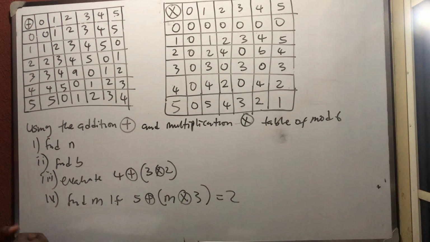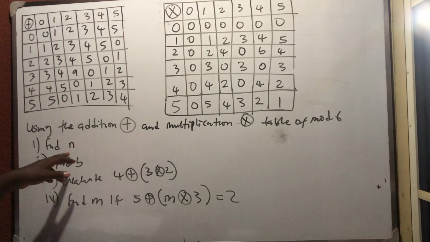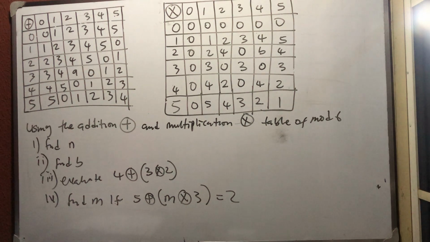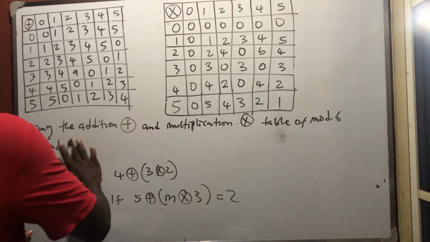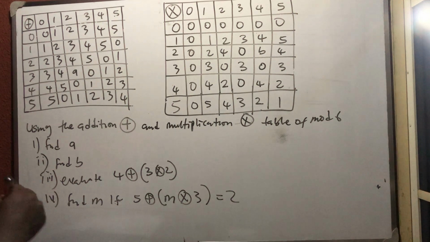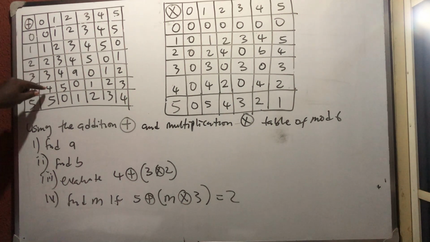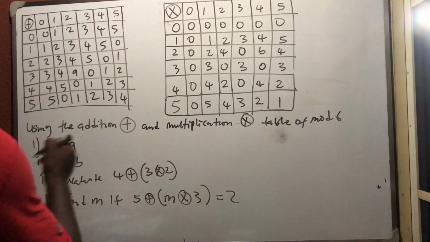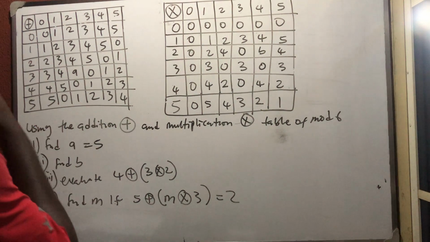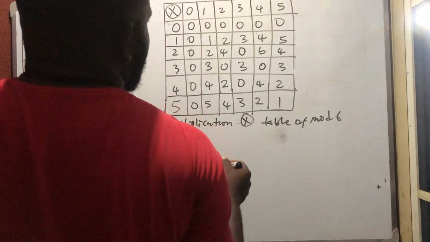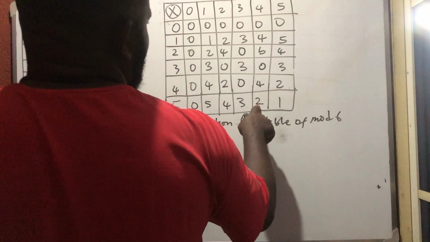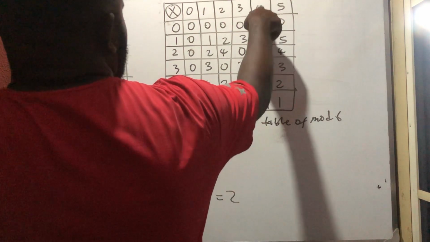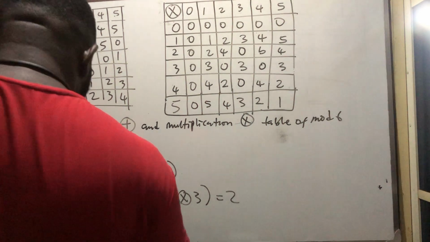Okay, it's a very simple thing to find. Sorry, find a, not n. To get a, look at the way it's moving. This is 0, 1, 2, 3, 4, 5, then 1, 2, 3, 4, 5, then 2, 3, 4, 5. So automatically my a is 5. Don't need to do anything. But for b, look at the way this one is going: 2, 4, 0. So b is 2, without solving anything.